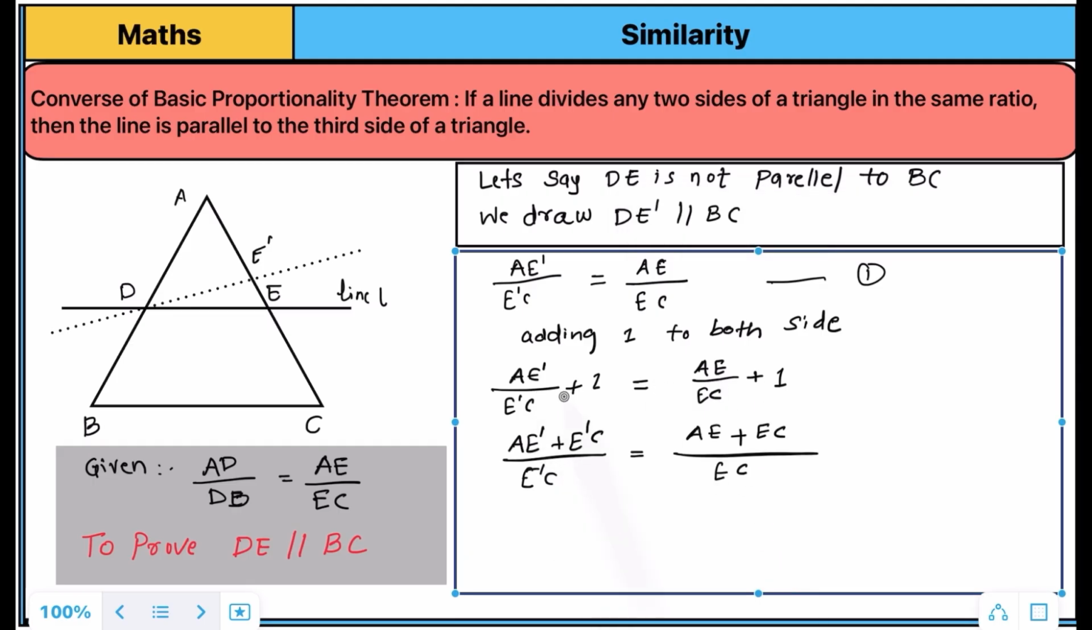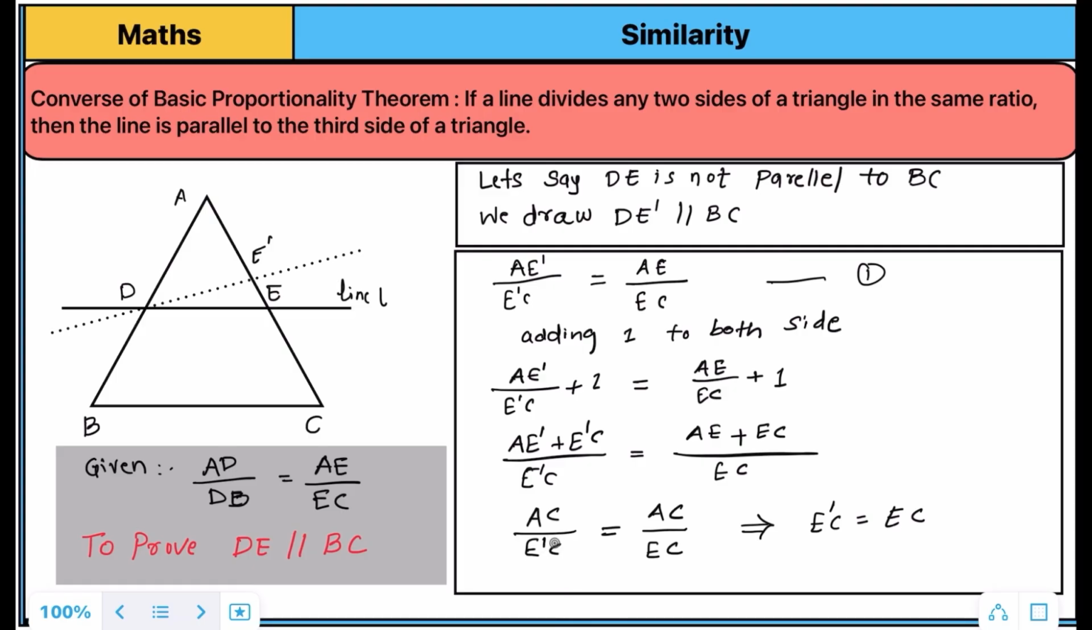For addition, we make the denominator common. Hence, we get AE dash plus E dash C upon E dash C is equal to AE plus EC upon EC. But if you look closely, AE dash plus E dash C is nothing but AC. Hence, we can say AC upon E dash C. But at the same time, AE plus EC is also equal to AC. Hence, we can also say AC upon EC here.